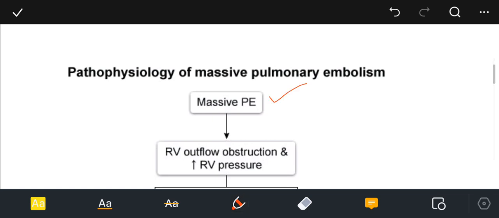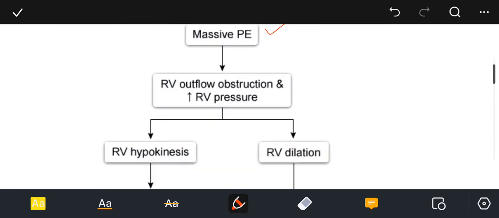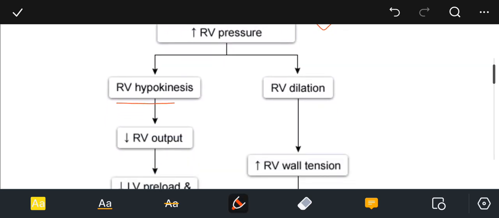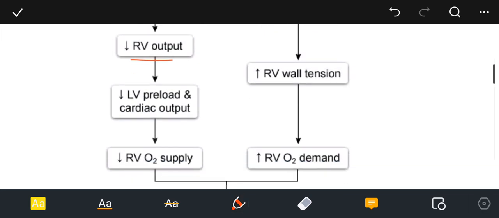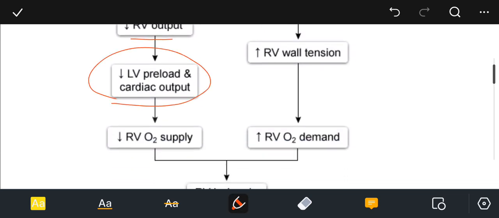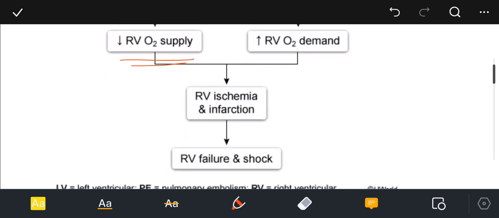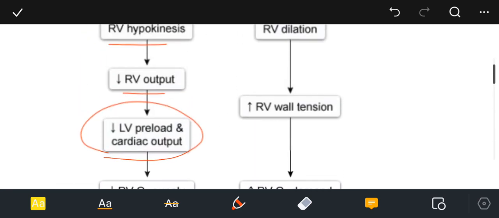Massive pulmonary embolism will lead to right ventricular outflow obstruction and increased right ventricular pressure. That will lead to right ventricular hypokinesis, decreased right ventricular output, decreased left ventricular preload and cardiac output, and decreased right ventricular oxygen supply. That will lead to right ventricular ischemia and infarction, ultimately right ventricular failure and shock.